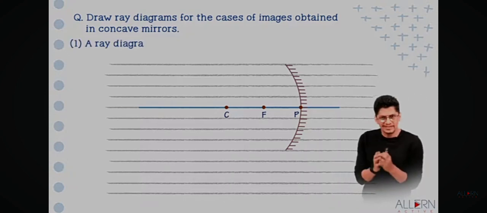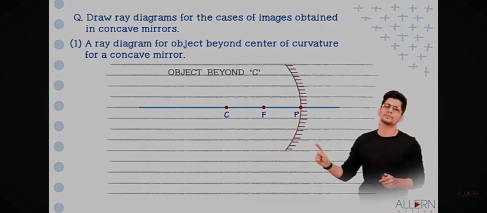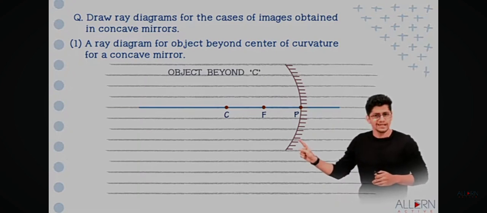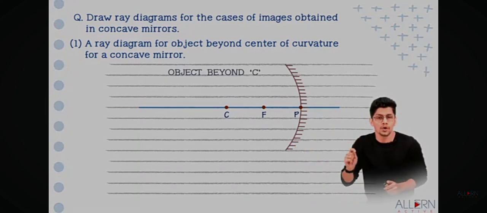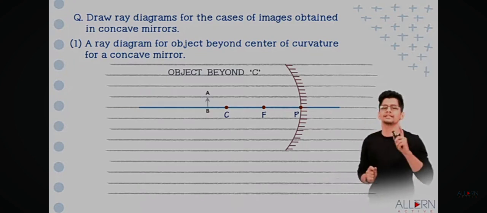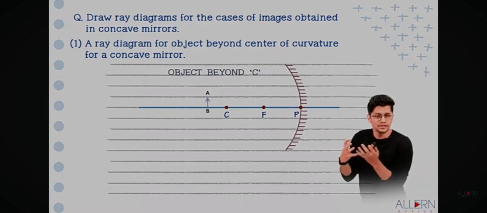So we'll start the first ray diagram when the object is placed beyond the center of curvature, that means beyond C. So from C to the left hand side, we'll take 1 centimeter approximately, and we'll draw the object, which is always in the form of an arrow pointing in the upward direction, and we'll name the object as AB. Now we have learned the rules, right?